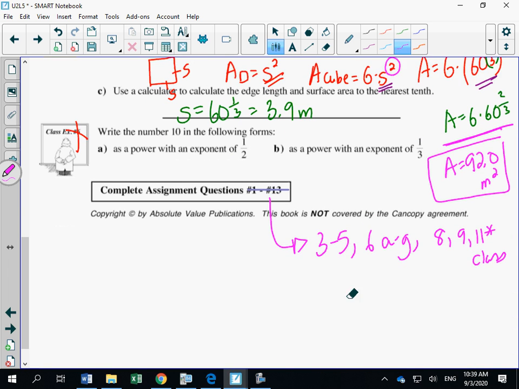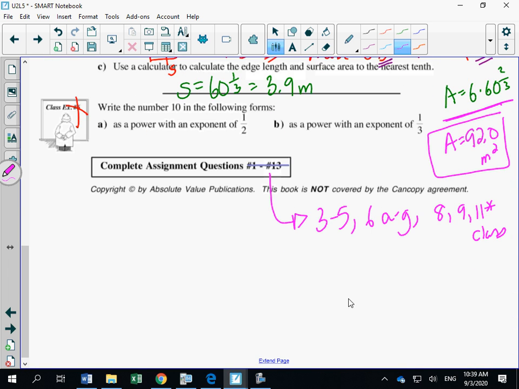Okay, so here's your work: 3 to 5, 6a to g, 8, 9, and 11. Just take a minute to get that circled. So 3 to 5, 6a to g, 8, 9, and 11.